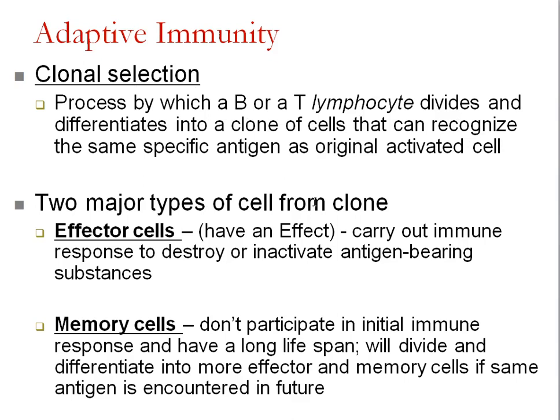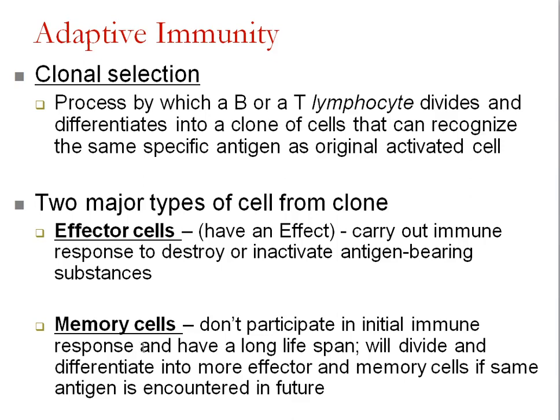We get two major types of cell from a clone. We get effector cells that are named so because they have an effect. They actually go and do something. And in this case, they're going to carry out an immune response to destroy or inactivate antigen-bearing substances. Or that clone can become a memory cell that doesn't participate at all, but it can remember if the same antigen is encountered again in the future.